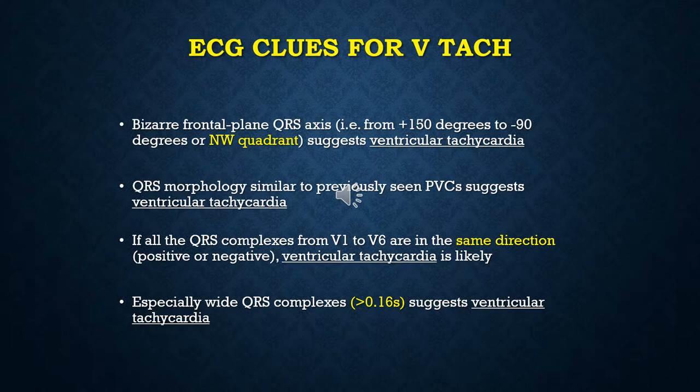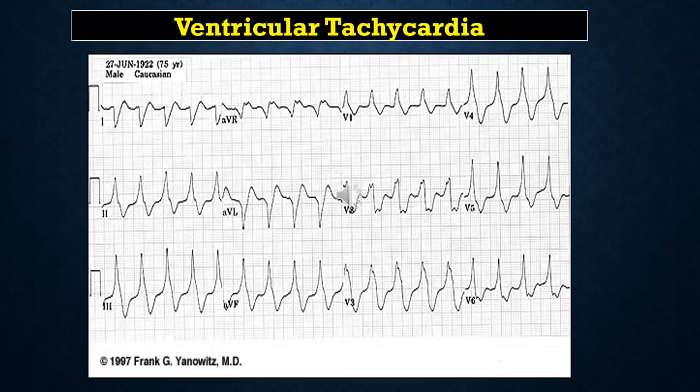More than 0.16 seconds, this suggests VTAC. So if the QRS width is more than 0.16 seconds, it suggests VTAC. This is an example of ECG of a patient with ventricular tachycardia. As you can see, here the patient has a positive concordance. All the leads from V1 to V6 are positive, the same shape, and we have a regular ECG. It's more suggestive of VTAC. This is an ECG of ventricular tachycardia with positive concordance, meaning the QRS is positive from V1 to V6.